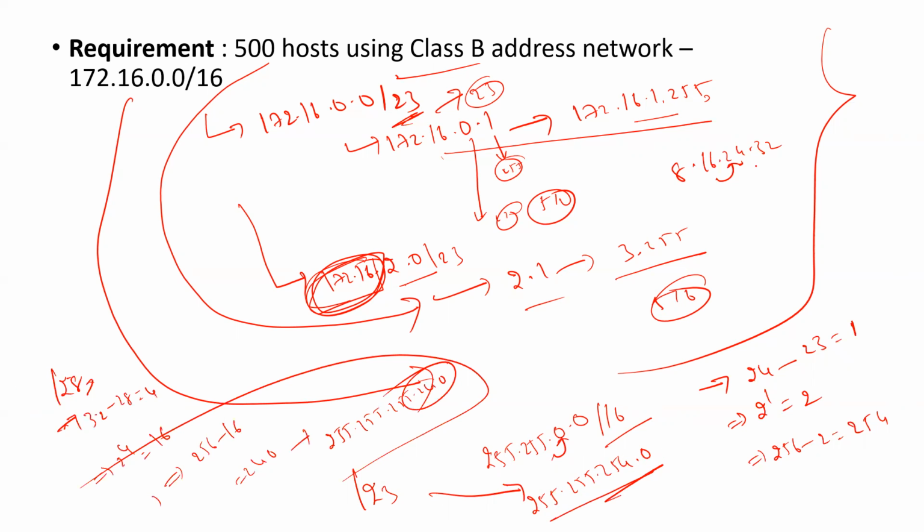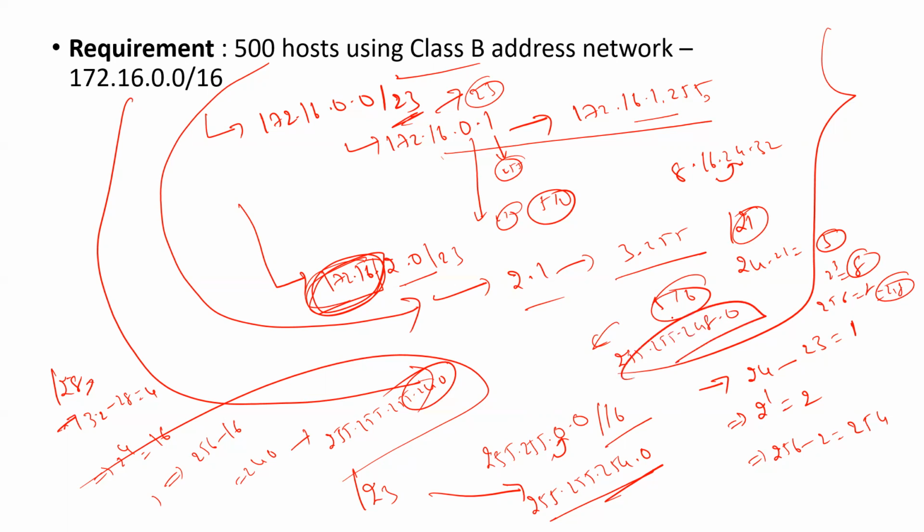Let's take another example, slash 21. The nearby value is 24. 24 minus 21 is 3. 2 power 3 is 8. Then 256 minus 8 is 248. So for slash 21, the subnet mask is 255.255.248.0. This is how we can calculate the subnet mask and how we can do subnetting.